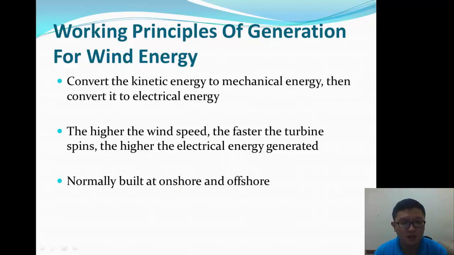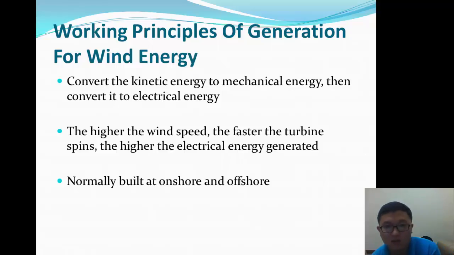Hi, I'm Yen Wen. The general working principle of generation for wind energy is to convert the kinetic energy from the wind to mechanical energy in the turbine, then convert it again into electrical energy. The fluctuation of the wind speed will affect the conversion from kinetic energy to electrical energy. That means the higher the wind speed, the faster the turbine spins, and the higher the electrical energy generated. Thus, wind turbines are normally built onshore and offshore, which have higher wind speed.